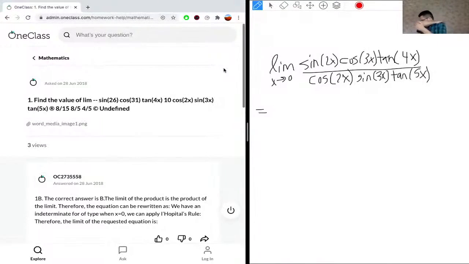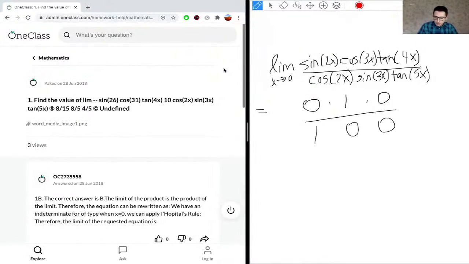So we would get, sine 0 is just equal to 0. And then cos 3x, so cos 0 would equal 1. So we have 0 times 1. Tan 0 would just be 0. And then we have cos 0 would be 1, sine 0 would be 0, tan 0 would be 0. So we get 0 over 0, which is undefined. So here we would be incorrect to say it's undefined. We have to follow a different process to find the limit.